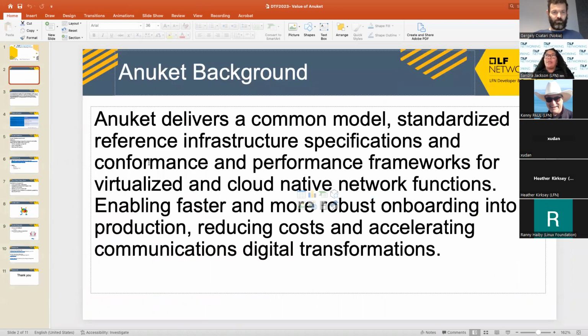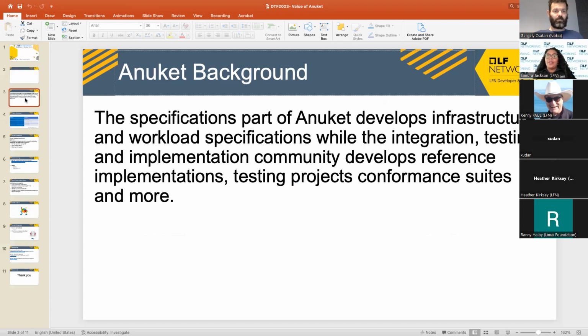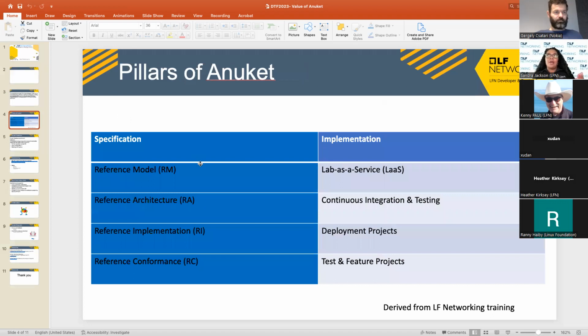So here's a little background about Anuket. I won't read the slide in its entirety, but Anuket delivers the common model, standardized reference infrastructure and specifications, and you can read it later. A little more about the background of Anuket. Anuket develops the infrastructure and workload specifications, while integration testing and implementation community develops reference implementations, testing projects, conformance suites, and more.